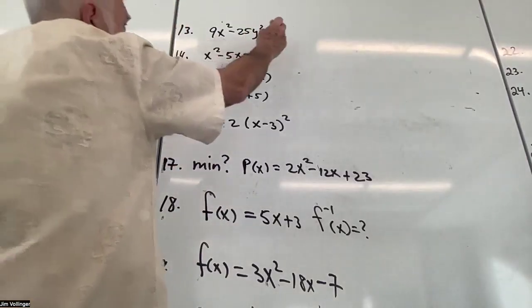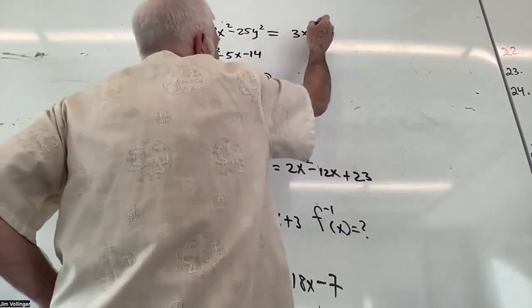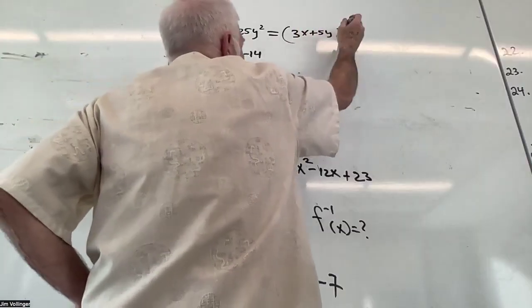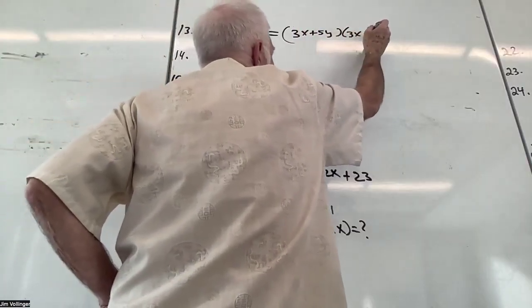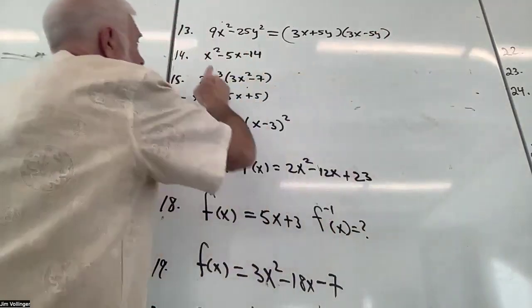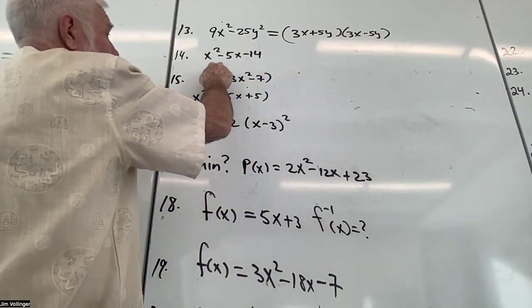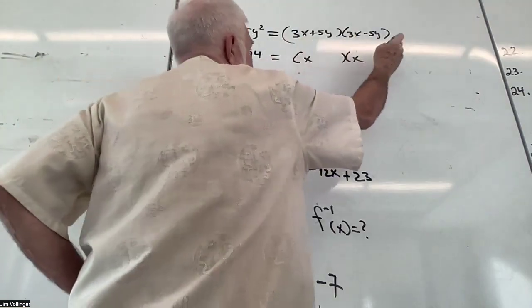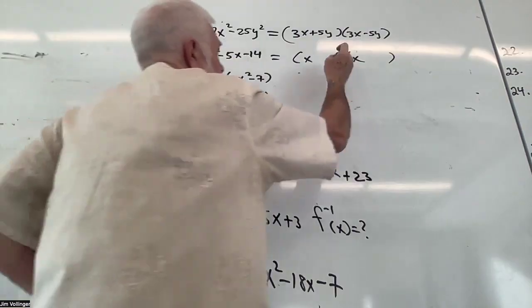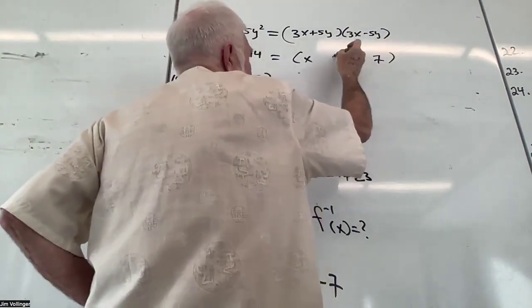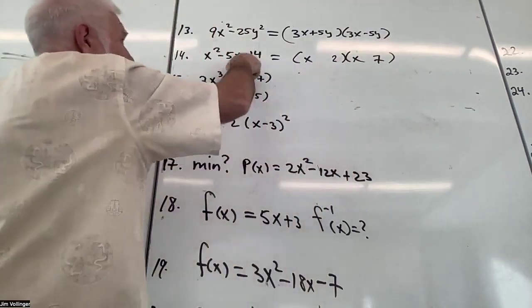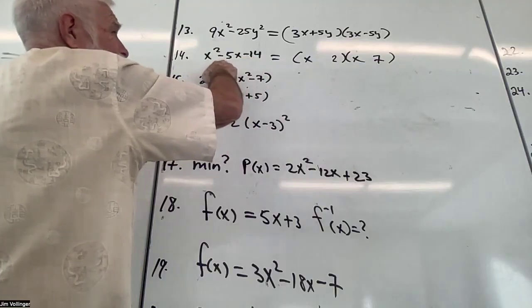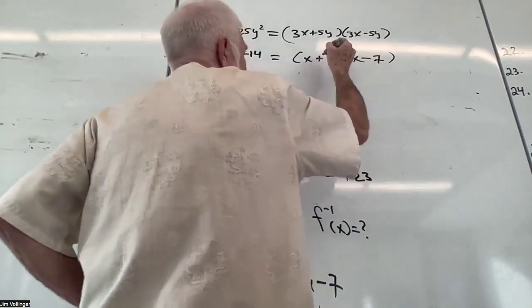So there's your difference of two squares again. There's a 3x plus 5y times 3x minus 5y. This, however, writing these as products, trinomials, that gets me the first term. 7 and 2, I like the bigger number over here. 7 and 2 get me the magnitude. I want a minus 5x, minus plus.